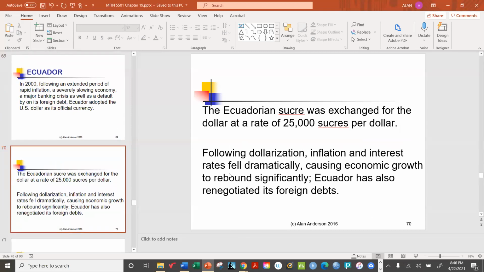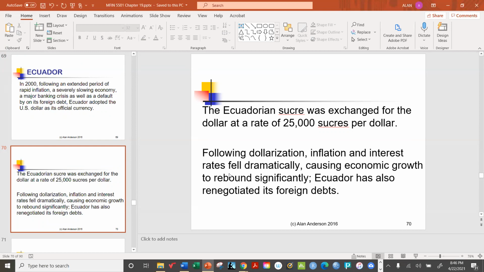So they traded their own currency, the sucre. 25,000 sucres was replaced by $1. And we know that after this happened, inflation and interest rates fell off dramatically, and growth did bounce back very quickly. And they're also able to negotiate their foreign debts.